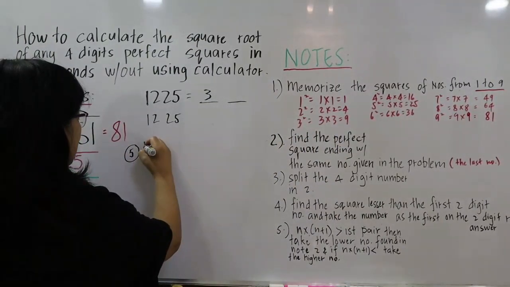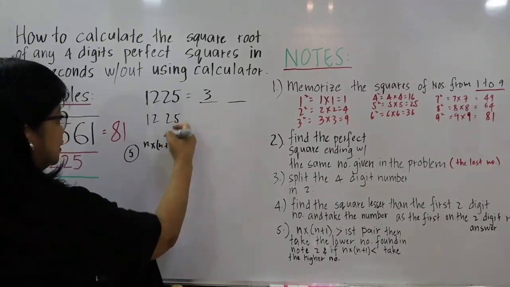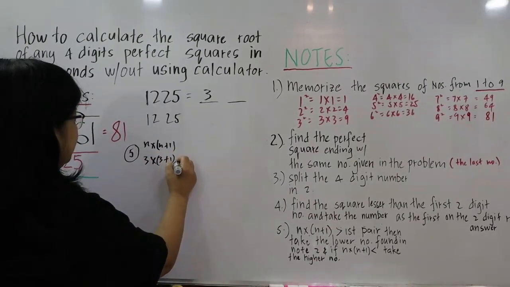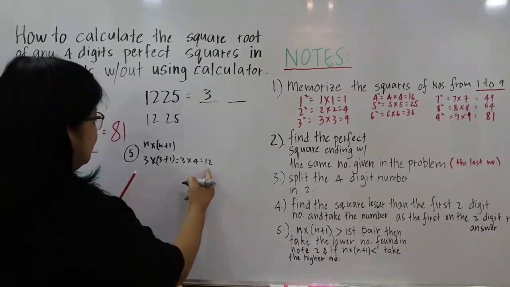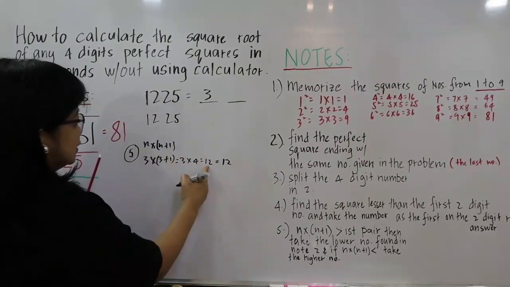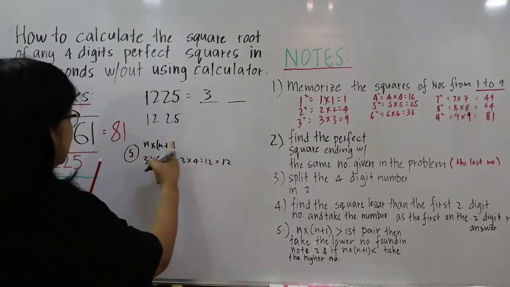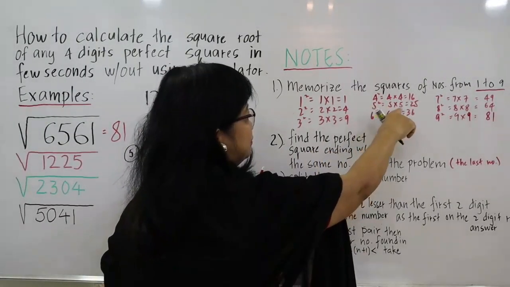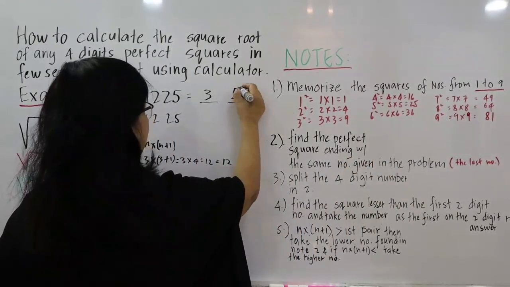Now, as we said earlier, n times n plus 1, where n is equal to 3. So 3 times 3 plus 1 is equal to 3 by 4, which is equal to 12. Now, 12 is equal to 12. The product of 3 times 4 is equal to 12. So we will take 5 because it is the only square ending in 5. So the answer here is 35.